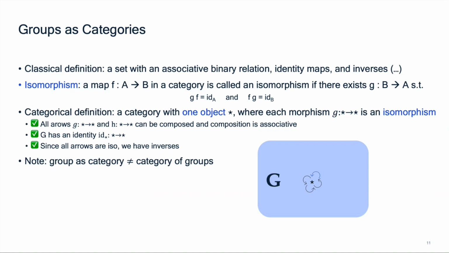So then, as you can maybe see, to get a category out of a group, we say the category has a unique object. We call that star. And each morphism corresponds to a group element. Then if we have two such group elements or morphisms, we can compose them by the composition rule, and this is equivalent to group composition in the classical formulation. And we have associativity by the axioms of the category and by the axioms of the group. We have an identity morphism, which corresponds to the identity element in the group.